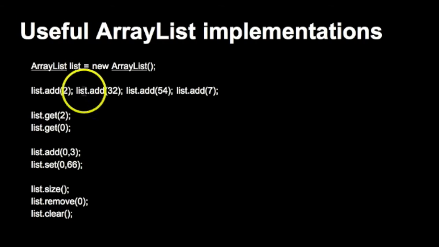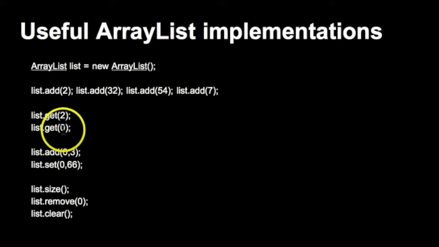So we set an array list equals new ArrayList, and then we have this line that says list.add(2), list.add(32), list.add(54), and list.add(7). So when we go ahead and print list from there, we'll get 2, 32, 54, 7 in brackets, and that's pretty self-explanatory.